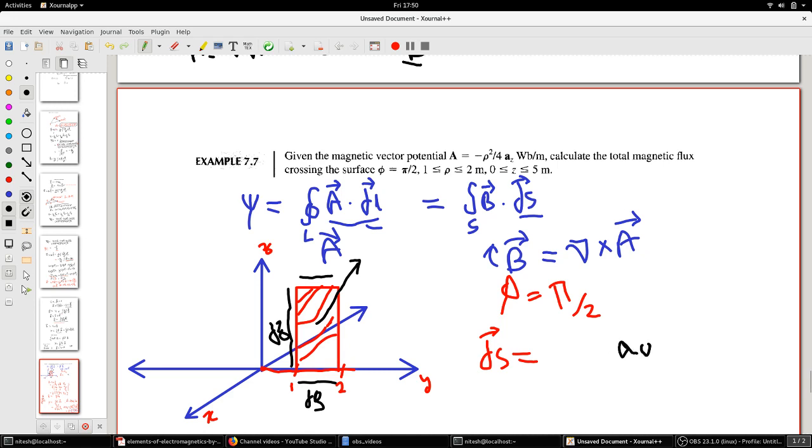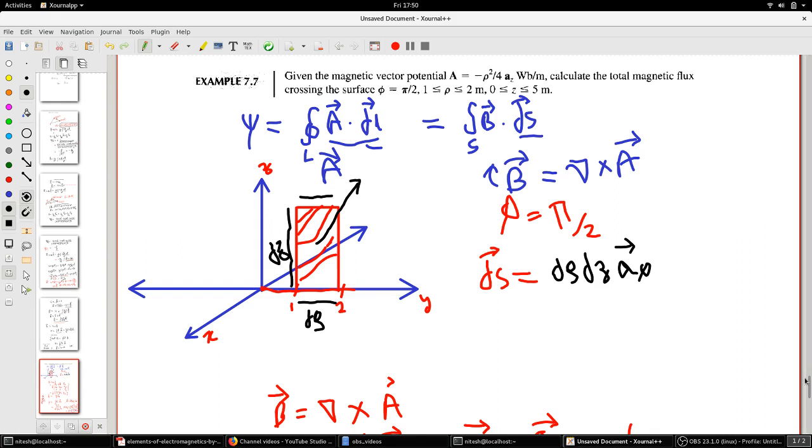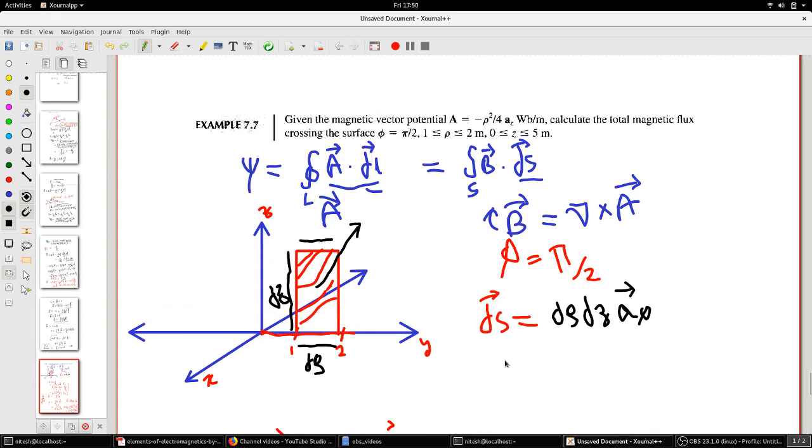Now if you say normal, this will be in the a phi direction. You have this coordinate system rho, phi, z, and you are considering rho and z as the two sides of the surface, so a phi will be the normal vector. So you will get d rho dz a phi vector. That's what your ds will be. So you have ds with you, and you have A with you.